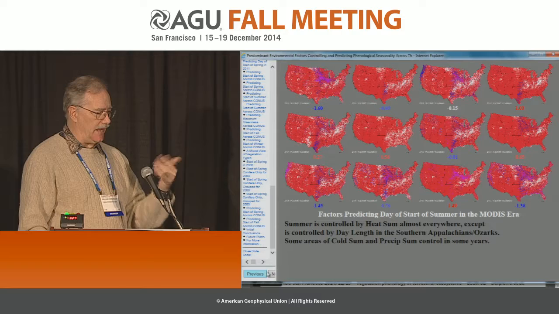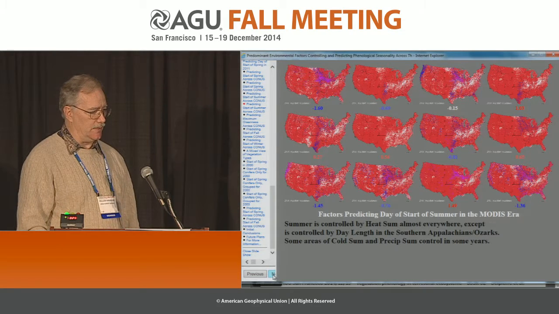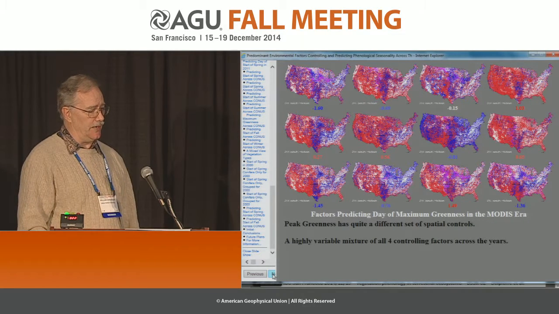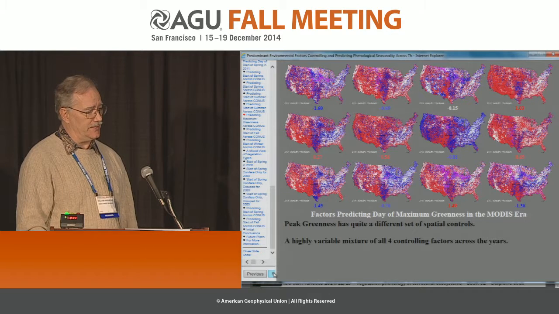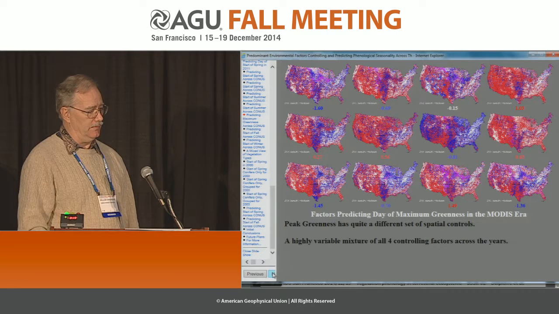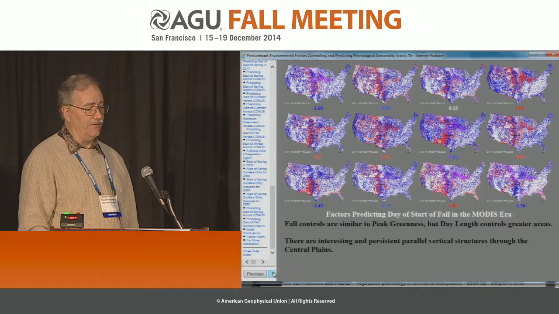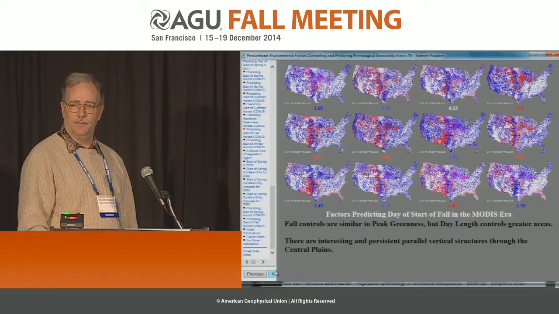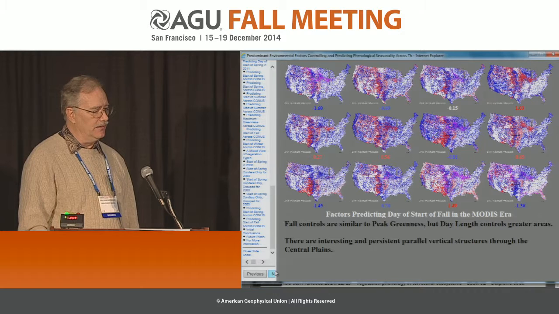But we do get a smattering of cold sum and precip sum some of the time. Now I'm going to jump right to these max value maps for maximum greenness. And peak greenness has quite a different set. You start to begin to get some different flavors. I keep going here. Here's start of fall, and fall is not all that different from peak greenness, but day length is clearly becoming more prevalent, more influential.